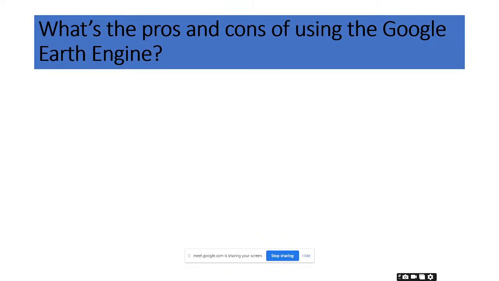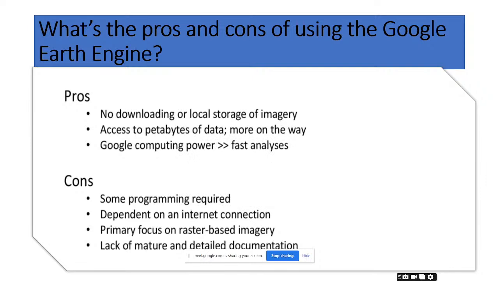It has some advantages as well as disadvantages, but it has a lot of advantages. Okay, the advantage is that when you want to use the Google Earth Engine platform, you don't need to download any satellite images, any software, or any imagery. You can easily access petabytes of data or more on the way, and its computing power is very fast. For any big region, a lot of datasets you can handle very quickly and efficiently.